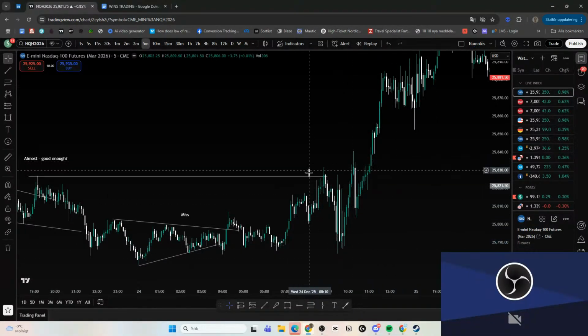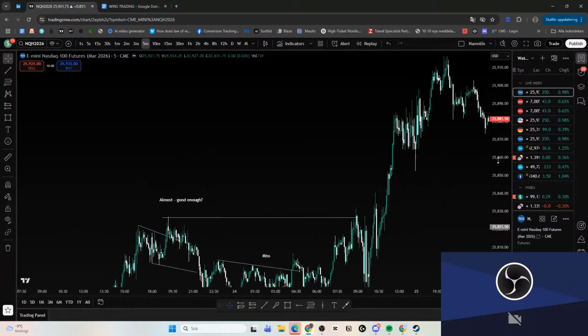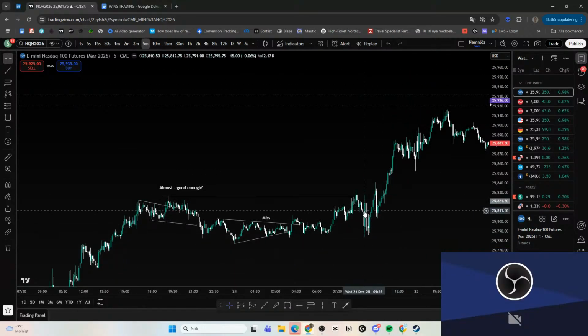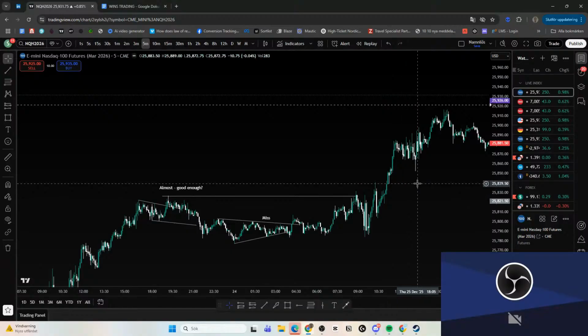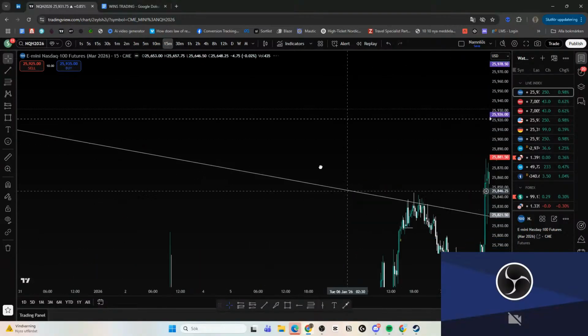Ugly price action, not gonna lie. All right, I would probably miss this one. I guess I would have been locked in for the PM session then.